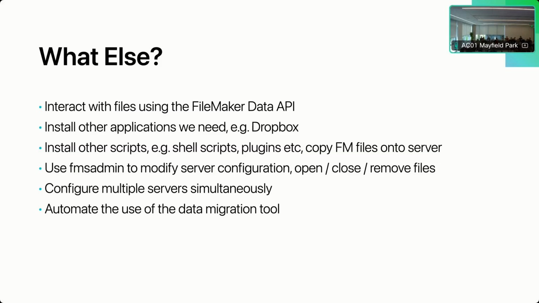We can install other applications that we need. Oftentimes people are using Dropbox to store their backups. So we can use an Ansible role to install Dropbox and to automate all of that for us. We can put shell scripts on there. We can use the FMS admin command line to import configuration for schedules and backups and those sorts of things. We can configure multiple servers simultaneously. In my inventory, I just had one host listed, engage.msdev.nz. I could have listed 7 servers in there, and the playbook would step through and perform each task on each server, and then move on to the next server, and so on. You can also automate the use of the data migration tool. Less relevant now that AutoFMS is free, because that automates the data migration tool way more easily for us.